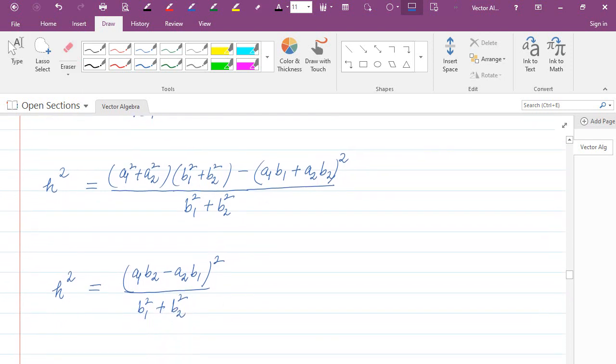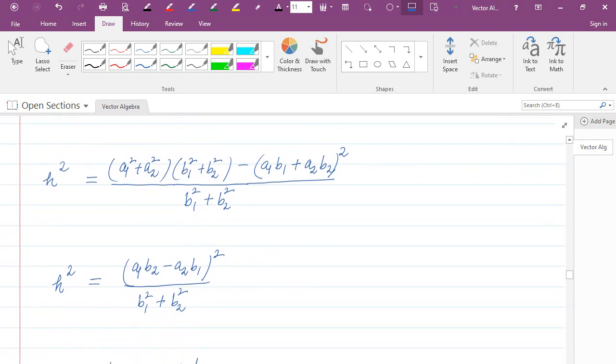Now what we have to do is some algebra. So algebra magic is going to do the following. You multiply out in the numerator, and then you simplify whatever you get, and then you complete the square again. And if you do that, the numerator becomes (A1 B2 minus A2 B1) squared.